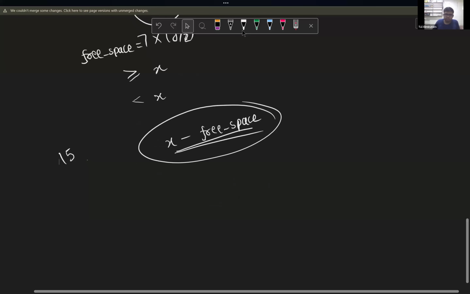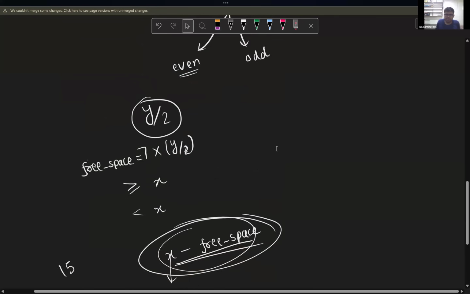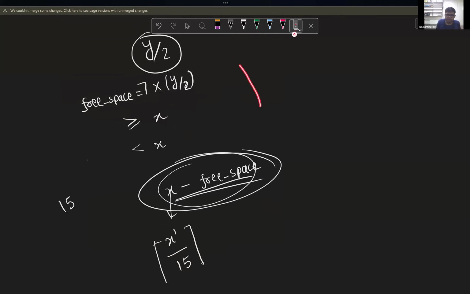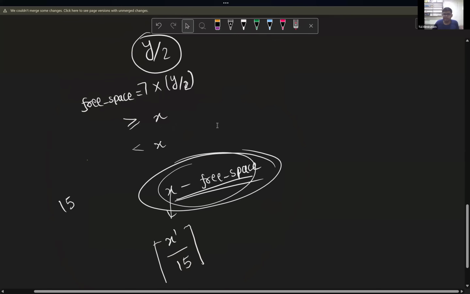So all you will need to do is just say that if this value is, let's say, x dash, then you will require x dash by 15 ceil division. This many more screens, right? Guys, does it make sense? Does it make sense how you will solve the problem for y being even? Or does anybody have any doubt here?